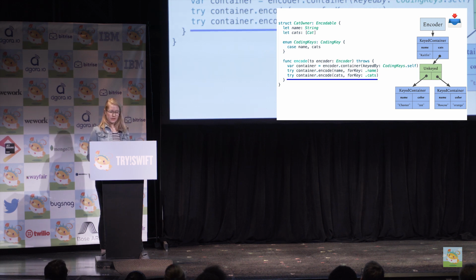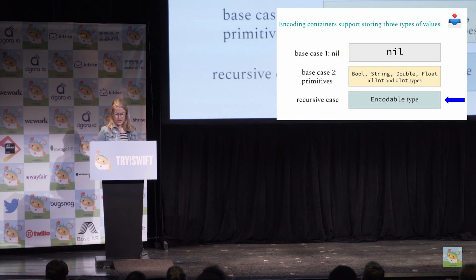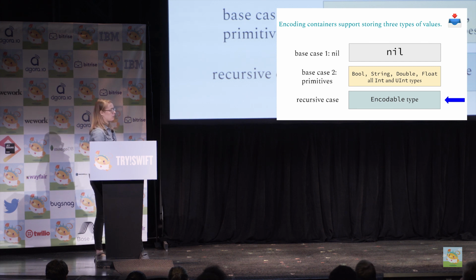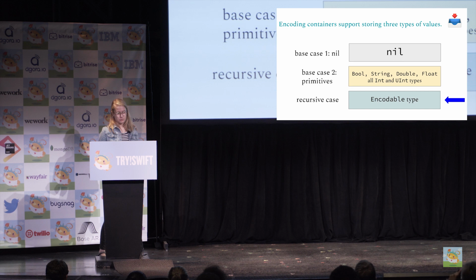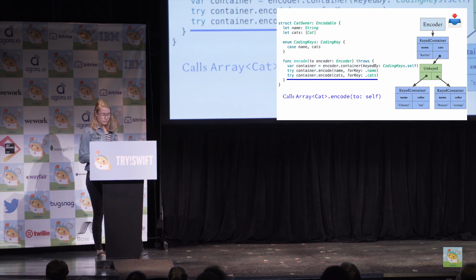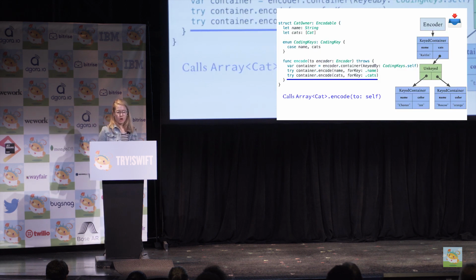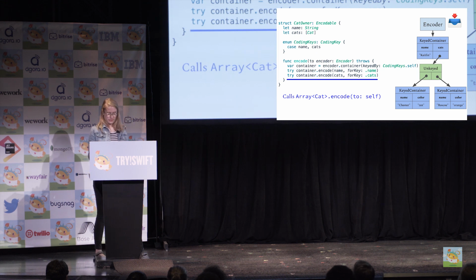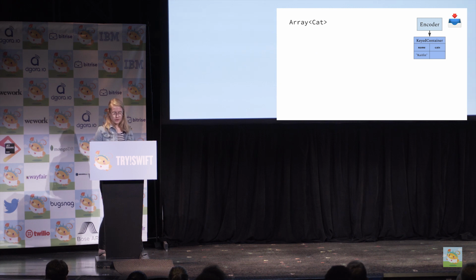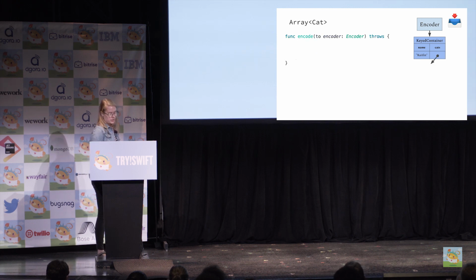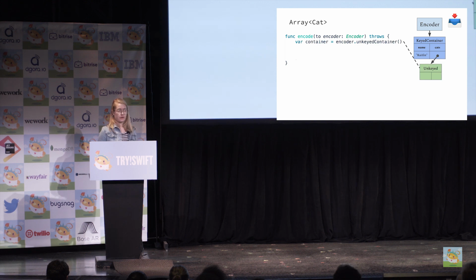What's happening when we make that call is that we're visiting this case I talked about before, the recursive case, where we're putting an encodable type into a container. When that happens, we actually end up calling the array implementation of the encode method from the Encodable protocol. So let's visit what that looks like quickly. For an array, what we want to do is ask the encoder for an unkeyed container, right? Since we've got a sequence to put in.